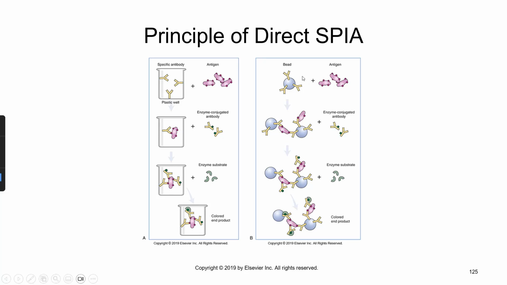Over here, you have a bead, and very similar to what happened in the well, you have a bead that you expose to the patient specimen. If the patient sample is positive for whatever you're looking for, then it'll bind. You add that second antibody, and the antibody is going to bind to whatever complex is there. And then you add the enzyme substrate. So when you add the substrate, the enzyme is going to cleave it and produce a colored end product.